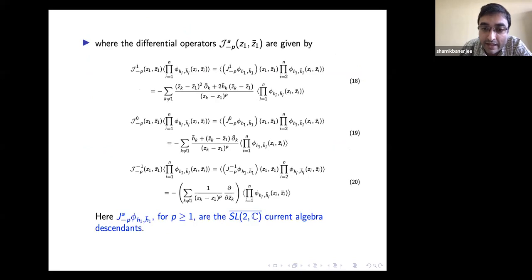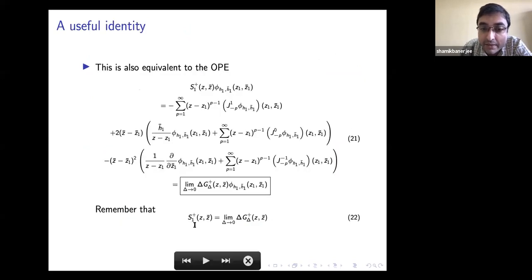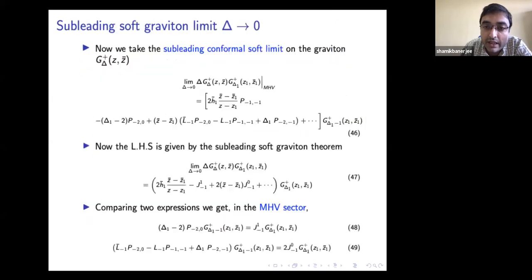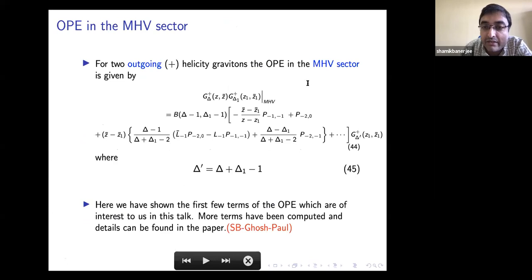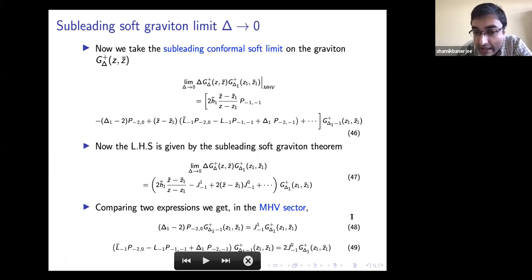So let me just show you this thing. S plus 1 ZZ bar is the limit delta going to 0 of delta times G plus delta ZZ bar. And now once we replace this phi with this G plus delta 1 Z1 Z1 bar, that has to be of this form. So from the subleading soft graviton theorem, I should get back this. Now if I compare equations 46 and 47, what I get is these two equations. One is delta 1 minus 2, P minus 2 comma 0, J plus delta, and this. So this is the reason I said that the descendants which we have here are not actually independent, and that is just because of this.